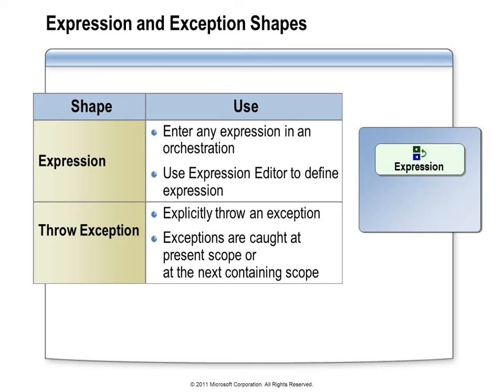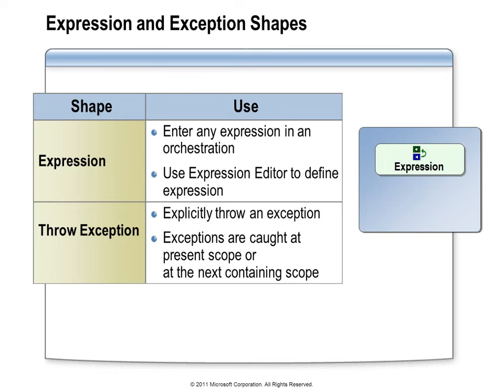Now with the throw exception shape, last time I mentioned exceptions, I was talking about the ability to handle those. So considering that we tried to send a message out, something failed, and an exception was thrown, we can use the scope shape to define those exception handlers, and we're going to get a chance to do that.